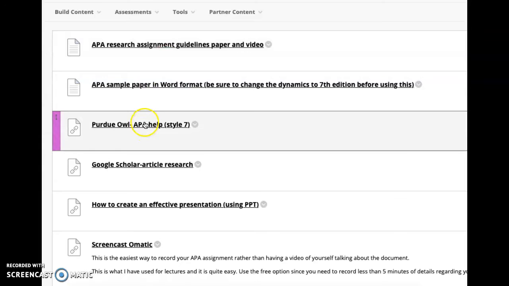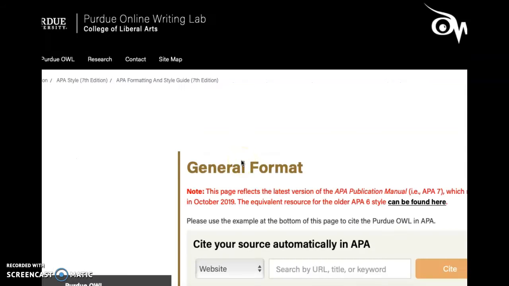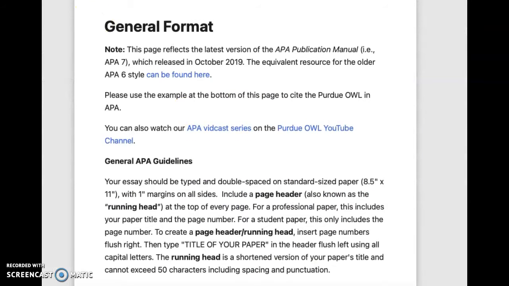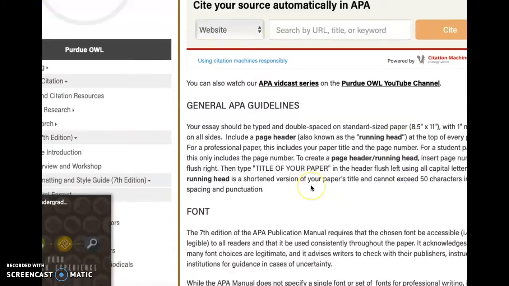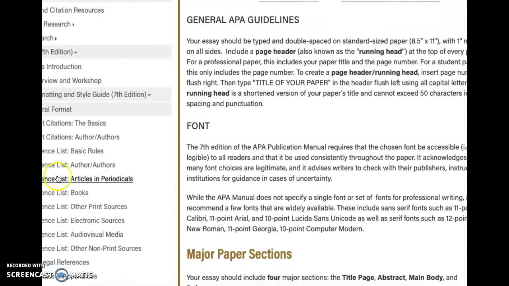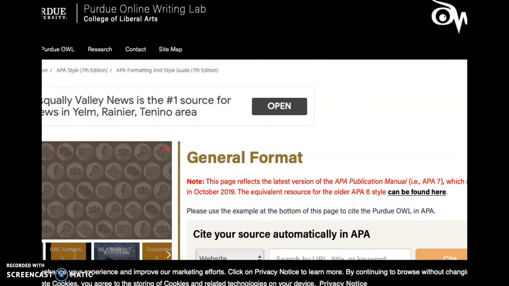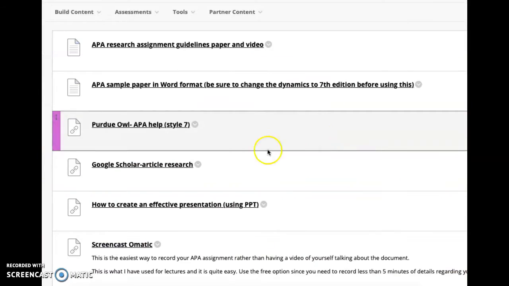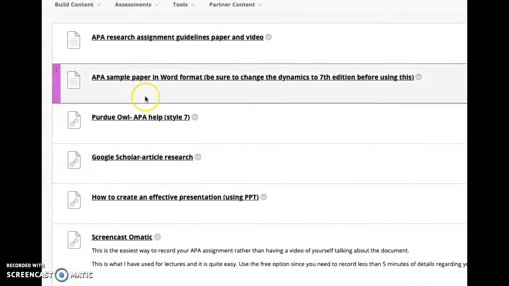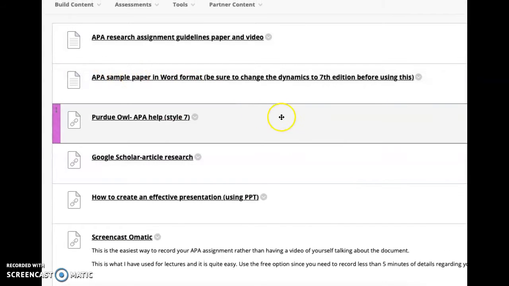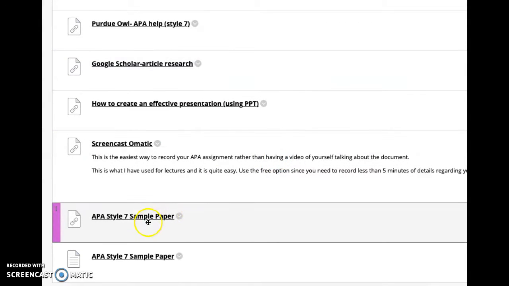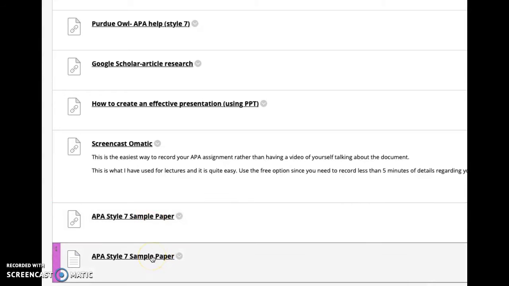If you take a look and click on some of the resources, you'll be able to see that Style 6 and Style 7 is pretty much the same thing. There's not a lot of changes, but there's some stuff that you want to be aware of. The formatting should be subject to APA Style 7. I did include an APA sample paper, but it is in Style 6. You'll have to make a few changes to it to make sure it's in Style 7. But that shouldn't be too difficult for you.